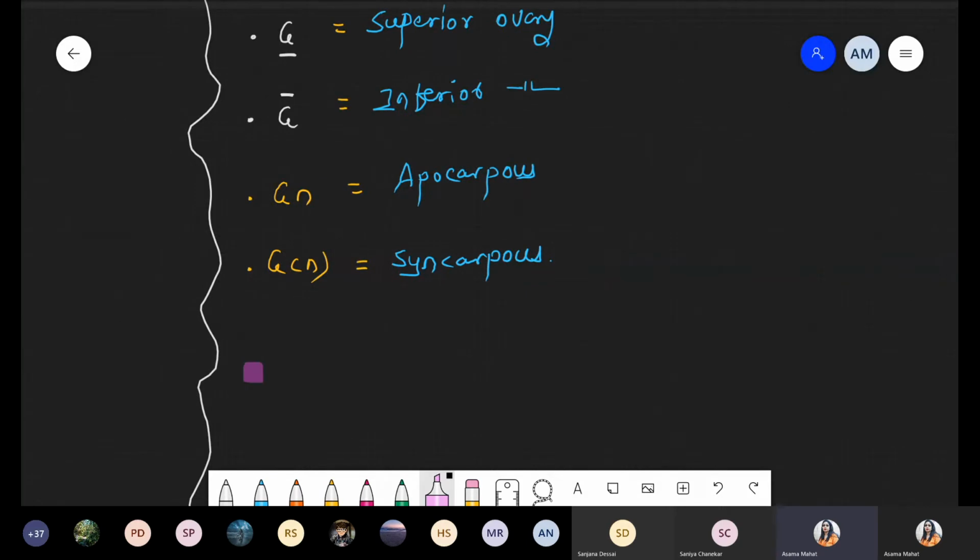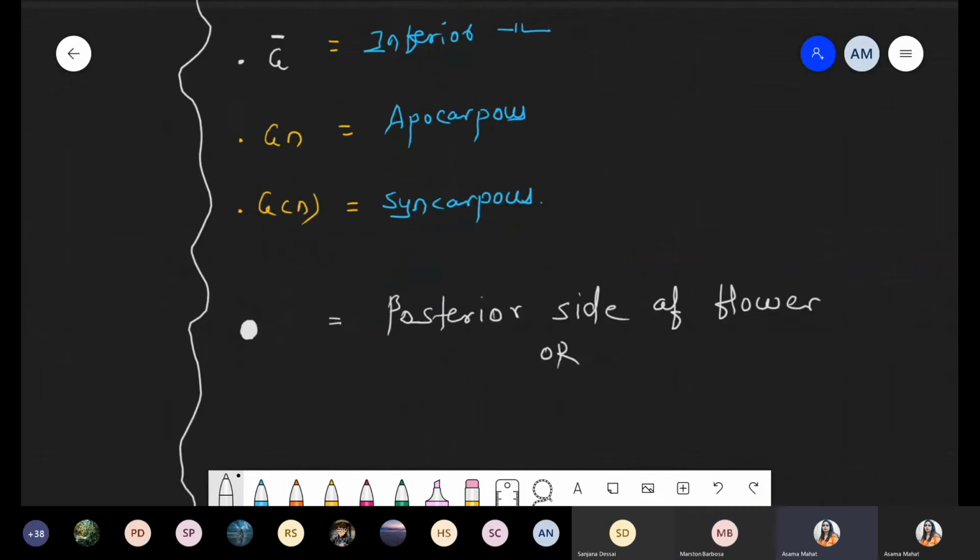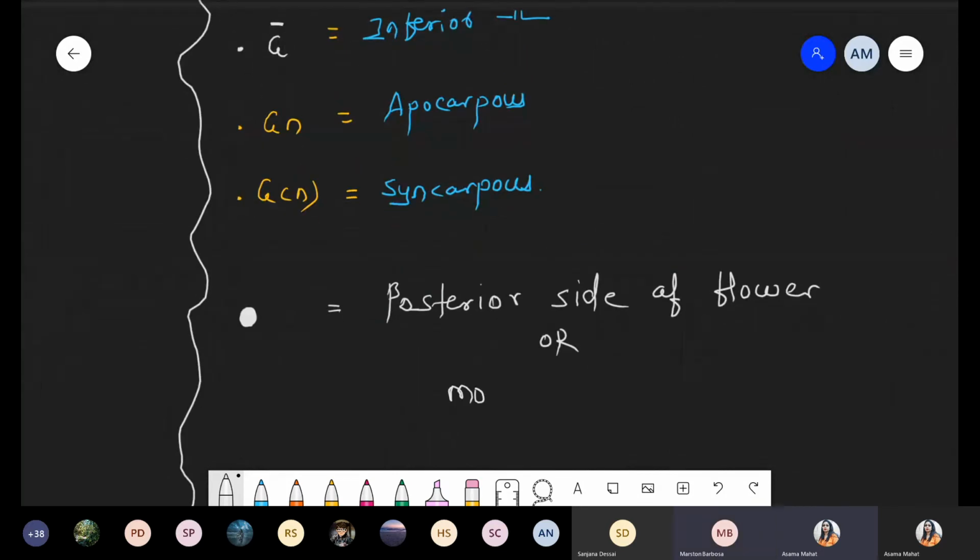If there is a presence of a dot, only a dot is present, like this. This is the last one, okay? Only a dot is present. Such a dot represents the posterior side of the flower, or in other words we can say that it is the mother axis. This is also called the mother axis.